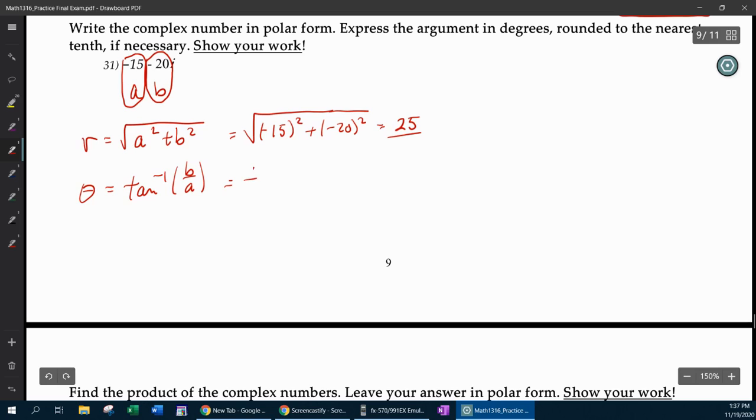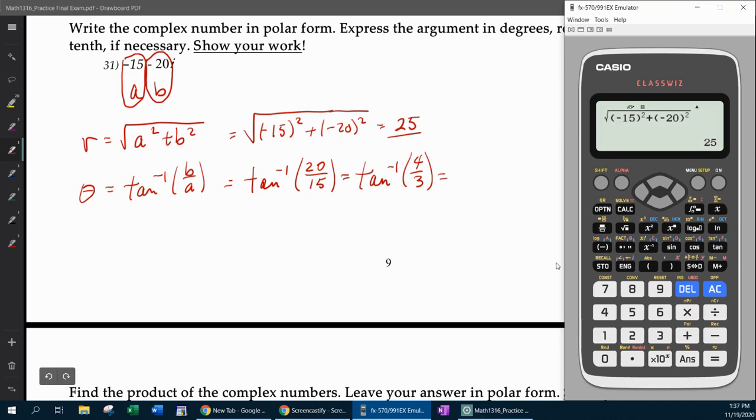Our angle is going to be the inverse tangent of negative over a negative makes a positive. So that's going to be 20 over 15, which will reduce. You don't have to reduce it, but I'm going to reduce it. That's going to reduce to 4/3. And then since we need that answer in degrees, we're going to put our calculator in degree mode. And we're going to do the inverse tangent of 4 over 3. And that's going to give us an angle of 53, to the nearest tenth, 53.1 degrees.